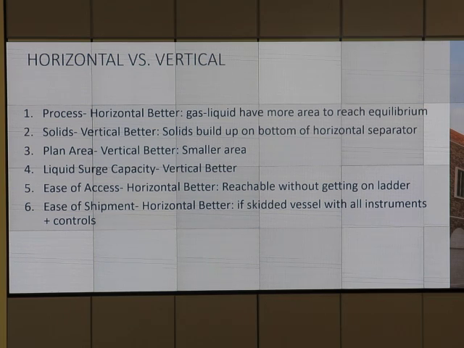So horizontal versus vertical separator. For process, horizontal is better, gas liquid has more area to reach equilibrium. Okay, so if we have some kind of foam, we have a lot of area for the foam. Or if we have an oil water emulsion, we have more surface area for it to separate, and it will reach the equilibrium for the oil and gas phase, right? It has more surface area. Solid, if you have solid, the vertical one is better.